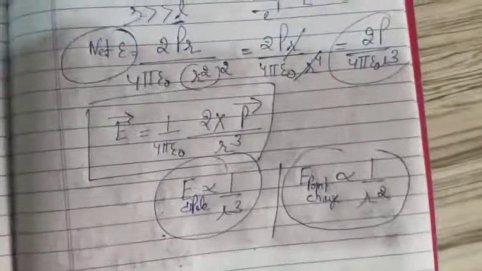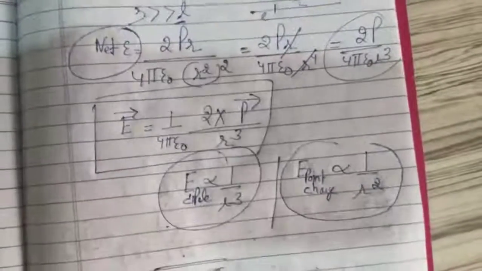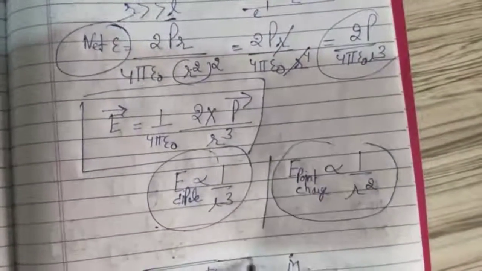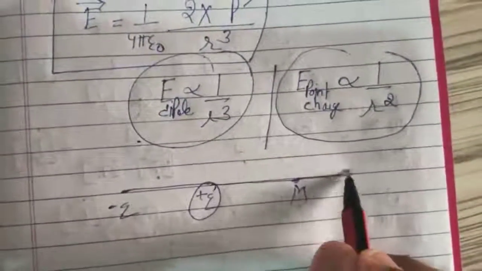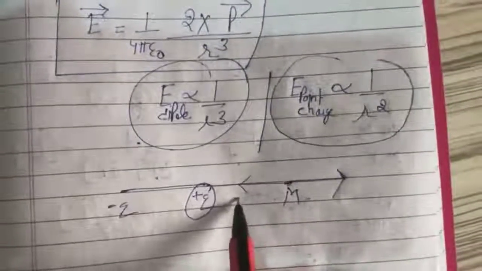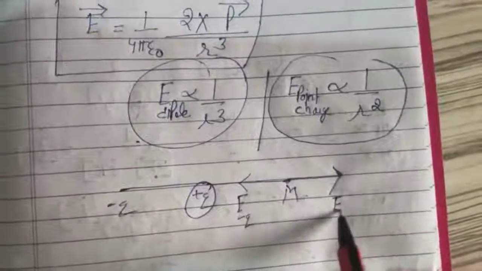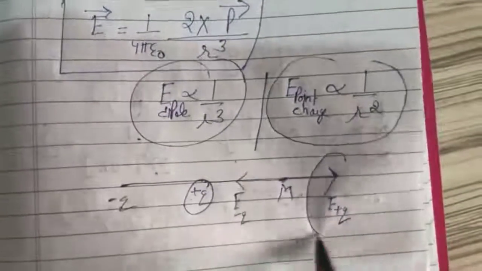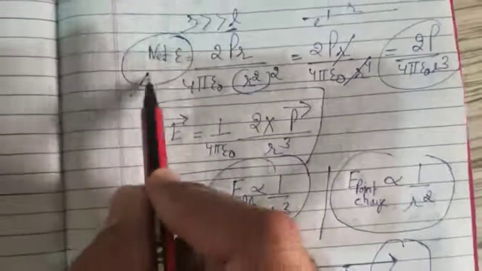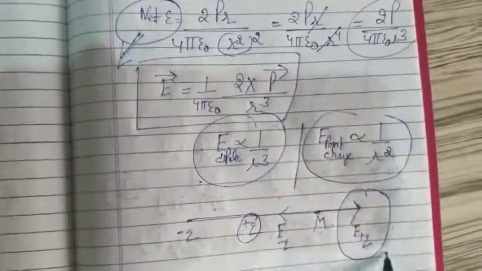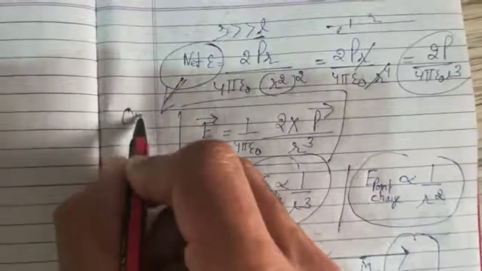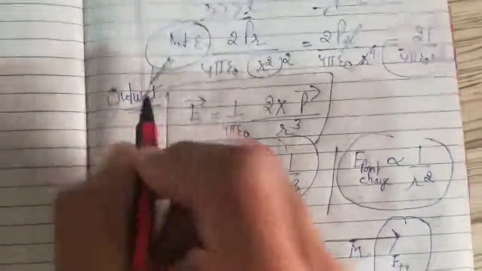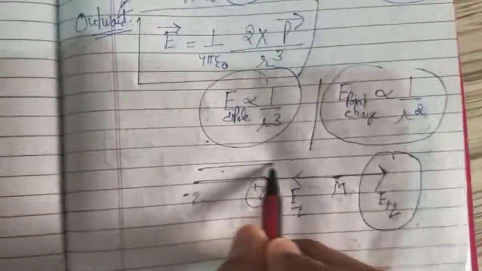So you know that this is a dipole, minus Q, plus Q, and here is the point M on the axial position. The electric field due to plus Q is strongest and due to minus Q is weakest. So the net direction of electric field is towards the stronger one, E plus Q. That means this net E is going to have the same direction as E plus Q, that is, radially outward. Direction of net E will be outward.